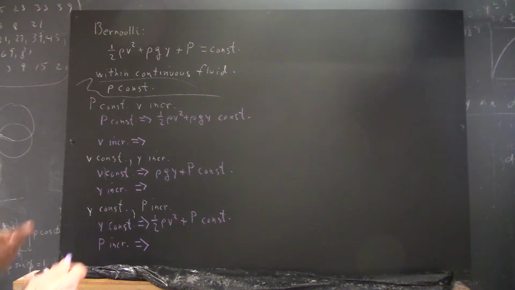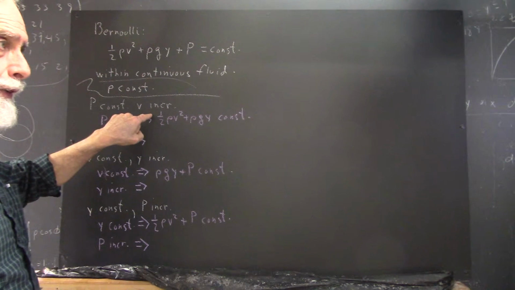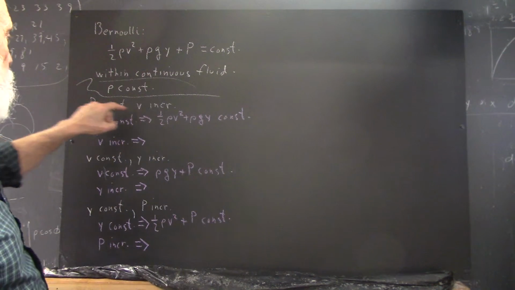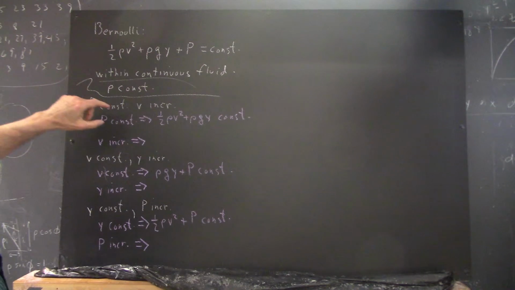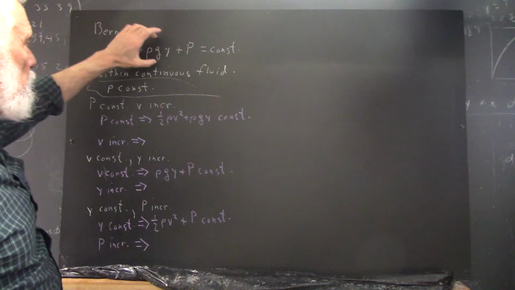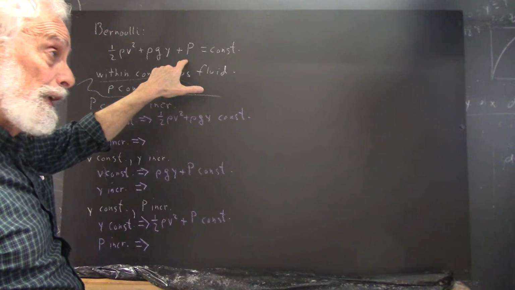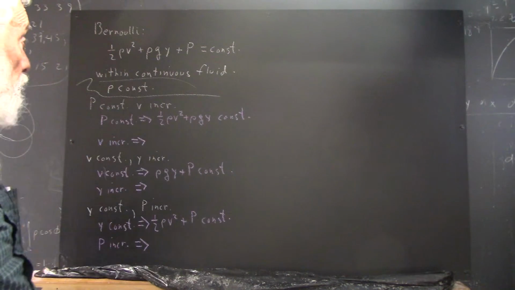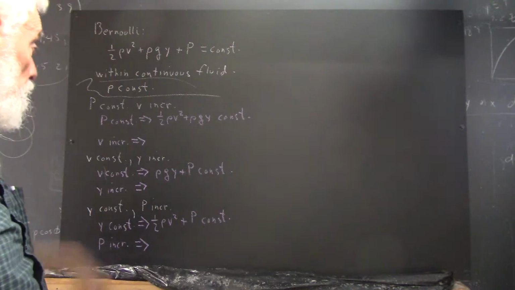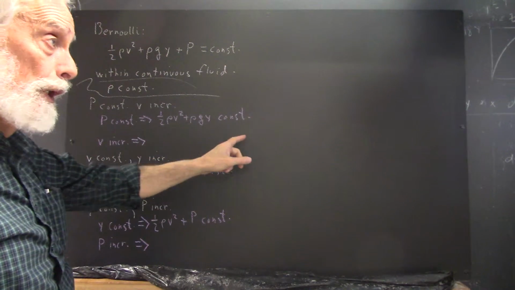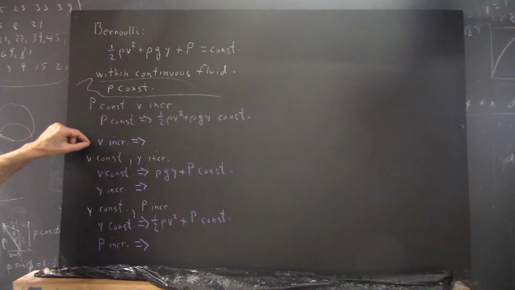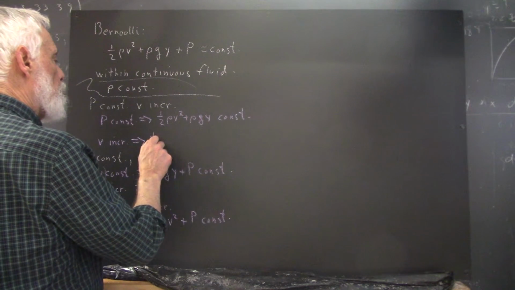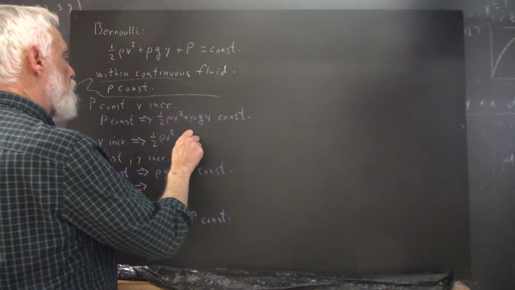Okay, now, first question, if the pressure remains constant and velocity increases, what happens to y? Okay, so pressure remains constant, velocity increases. Well, if the pressure is constant, then since this plus this plus this is constant, and this is constant, that means that this plus this has to be constant. So if the pressure is constant, it follows from Bernoulli's basic equation that 1/2 rho V squared plus rho Gy is constant. If V increases, that means that 1/2 rho V squared increases.